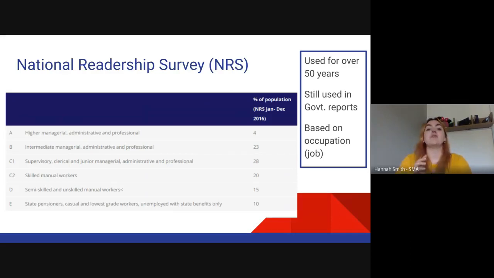For the purposes of your Higher Modern Studies, these are the categories we are going to use. It's based on the NRS and it's been used for over 50 years. This is what Parliament UK use if they're writing reports and mentioning social class. It is purely based on your job. So are you high managerial? Are you low skilled? Are you unemployed?